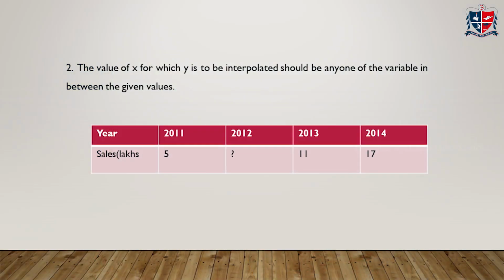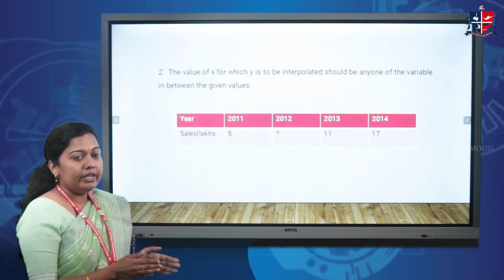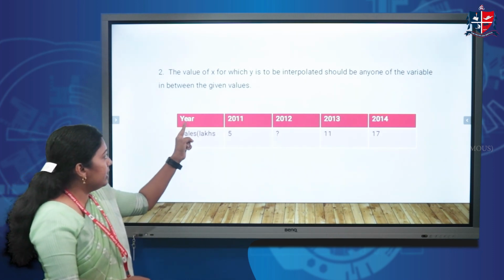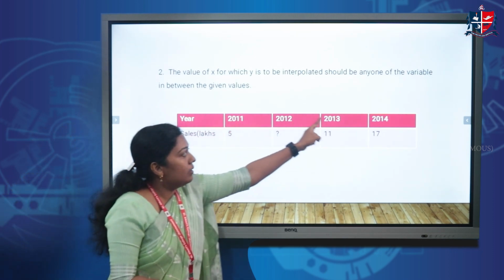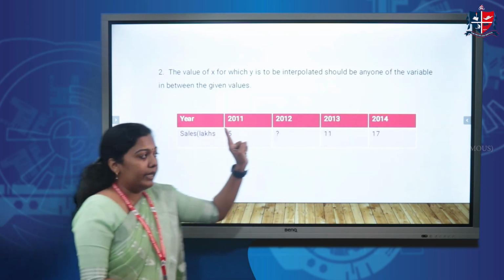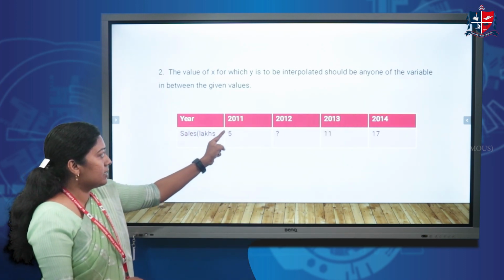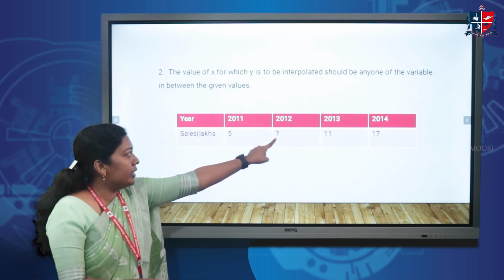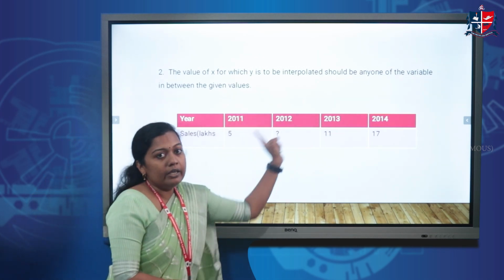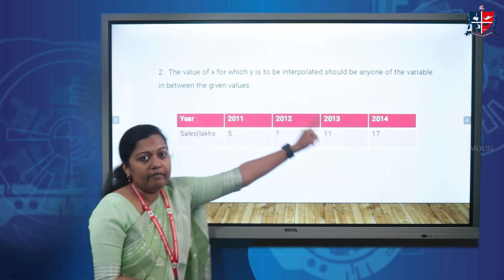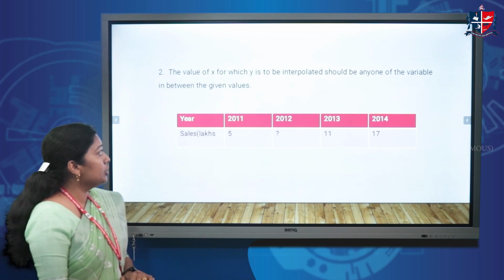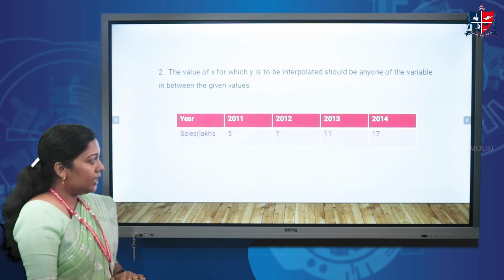And the second criterion is that the value to be interpolated should lie within the given values. Here you can see an example, that is the years 2011, 12, 13, 14, a 1-year gap. And the sales in lakhs is missing in the year 2012. That is, the value to be estimated lies within the given range, between 2011 and 2014, and this is the case of interpolation where we can use the binomial expansion method.